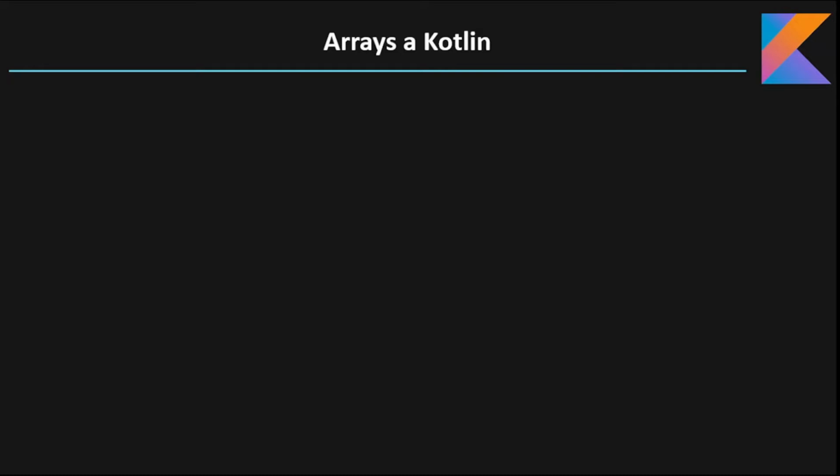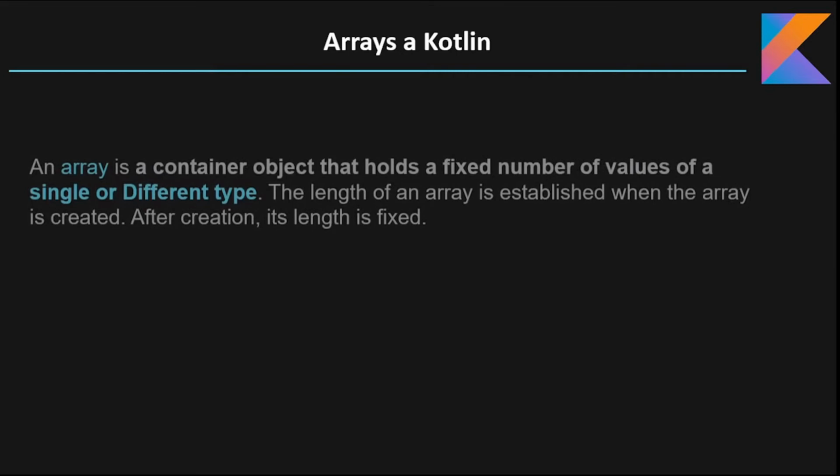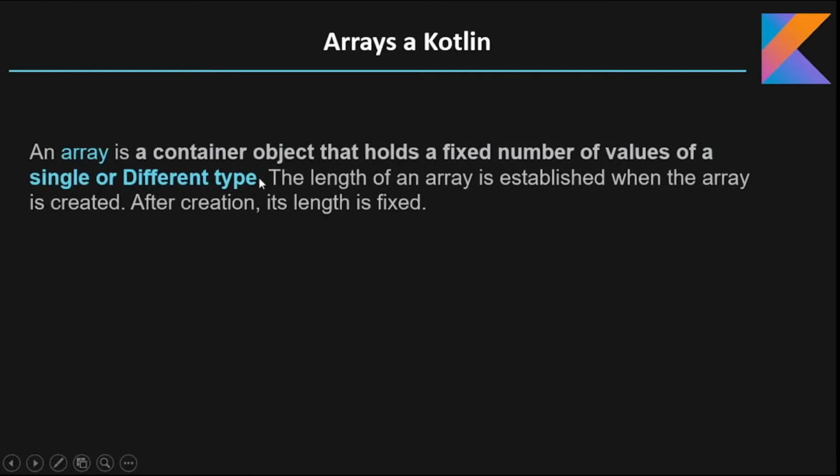Okay. So here the Kotlin arrays come to our rescue. So let's see what an array actually is. An array is a continuous object that holds a fixed number of values of a single or different data type. The length of an array is established when the array is created. After creation, its length is fixed. So let's see what exactly this definition means.